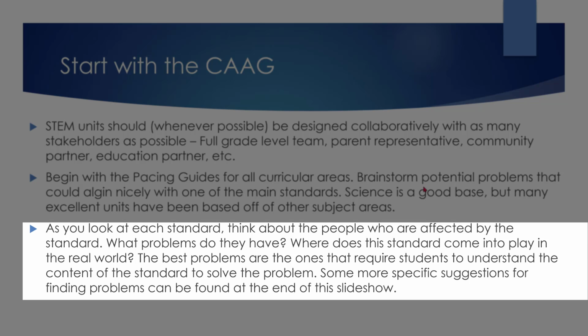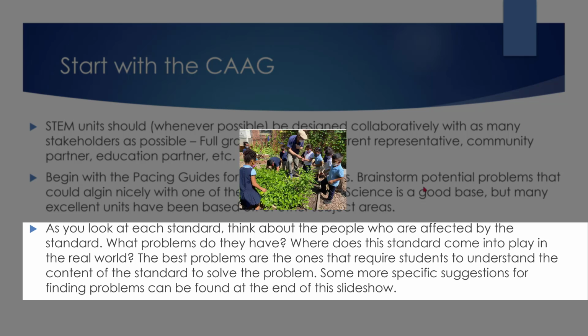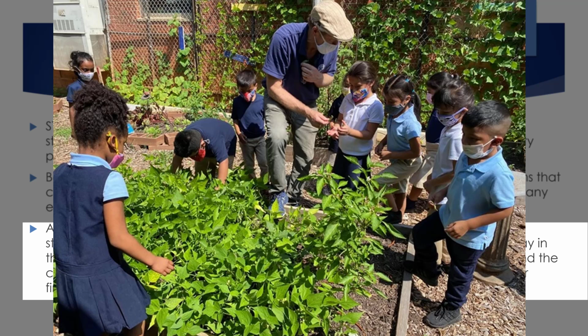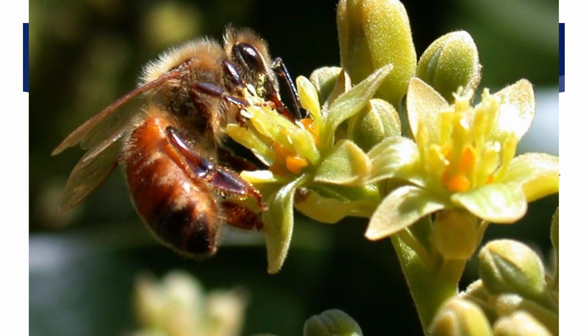As you look at each standard, think about what the people who are affected by that standard, what their lives are like, or what are some problems that they may have. For example, if we're going to do life cycles, well, where do we see life cycles of animals or plants affecting people? Well, our garden at Oakcliff is a great place to begin, but we could also look at agriculture, we could look at food services. There are lots of places we could look where people might have problems that have to do with the life cycles of plants and animals.